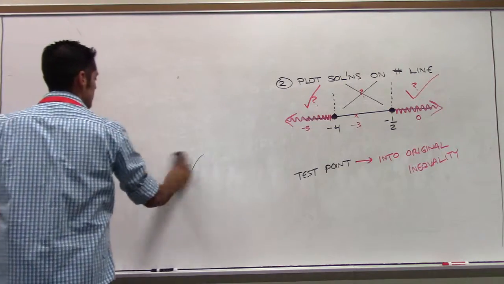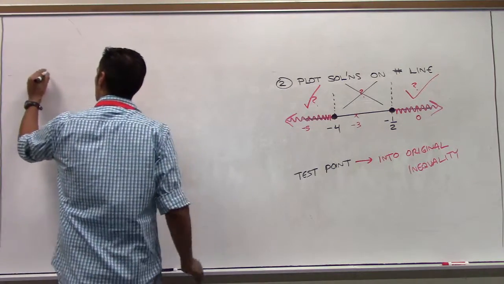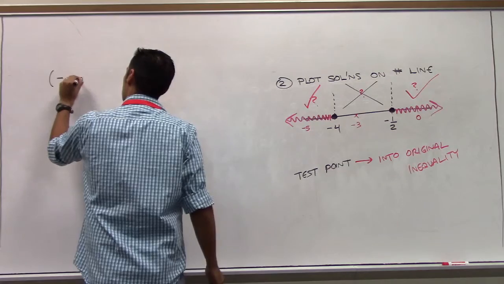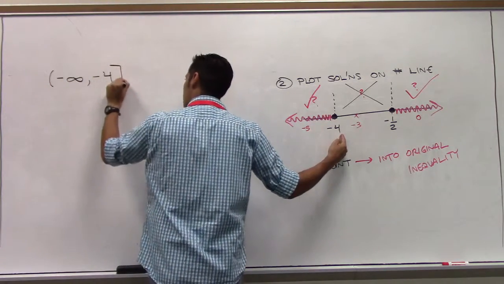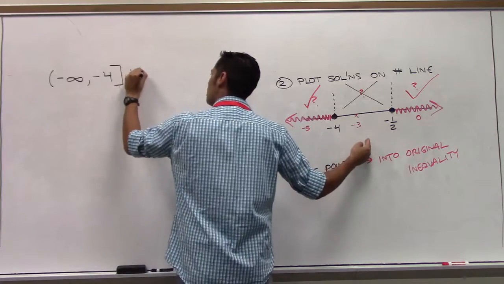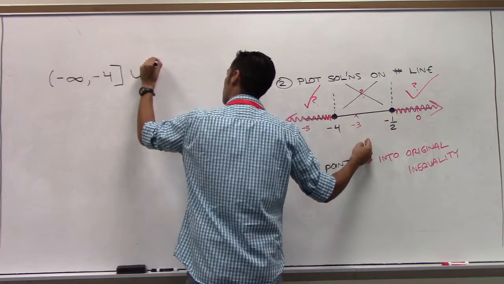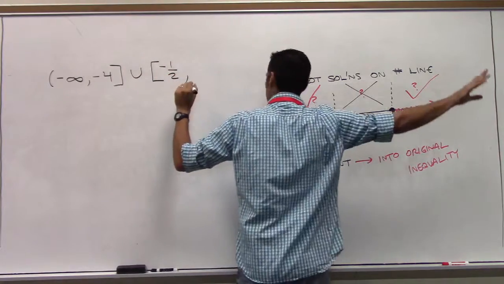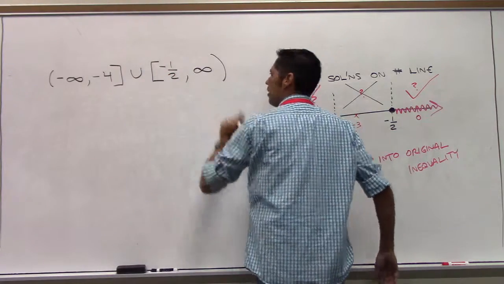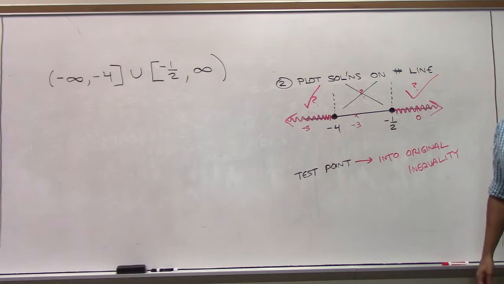Parenthesis on infinity, always. And then to -4, bracket that time. Union, bracket, -1/2, and now forever. Infinity, parenthesis. That's your domain, written in interval notation.